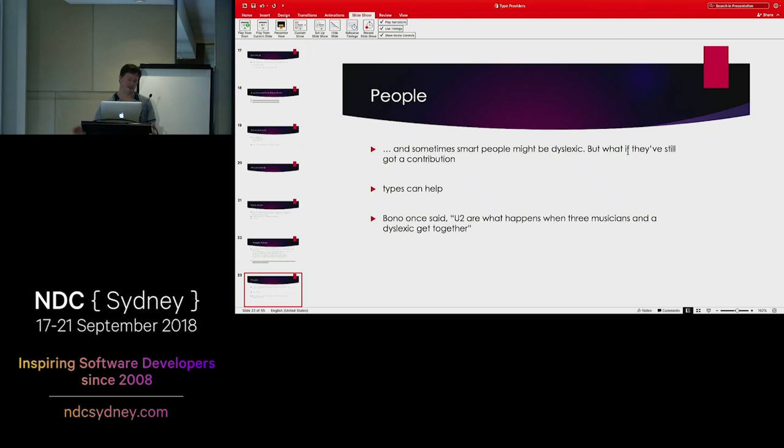So I mean, just the whole data science thing. Bono once said, "You two are what happens when 3 musicians and a dyslexic get together." He being a dyslexic. Just different kinds of people. We just got to facilitate them. And we're not all engineers. We don't all think logically. And just because you don't think logically doesn't mean you're not smart. Doesn't mean you don't have a massive contribution to make. That's been my experience. I've worked with some amazing people.